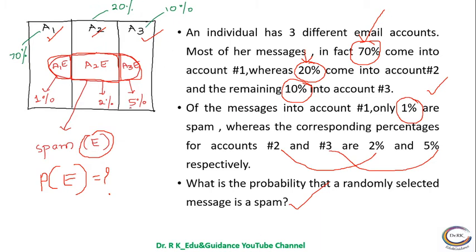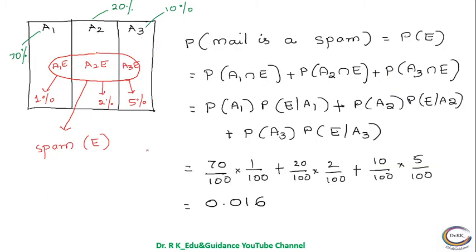From this diagram we understand this plus this plus this. This is A1 intersection E, this is A2 intersection E, and this is A3 intersection E. If we add these three, we get P of E. Next slide. Now it becomes very clear: P of E equals P of A1 intersection E plus P of A2 intersection E plus P of A3 intersection E.